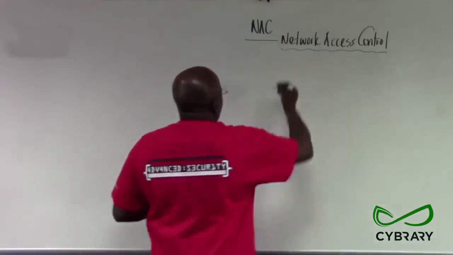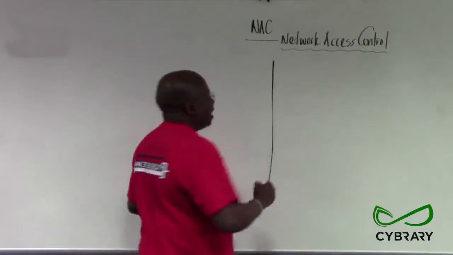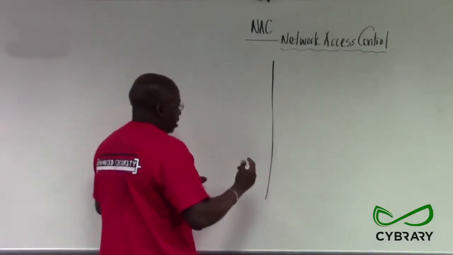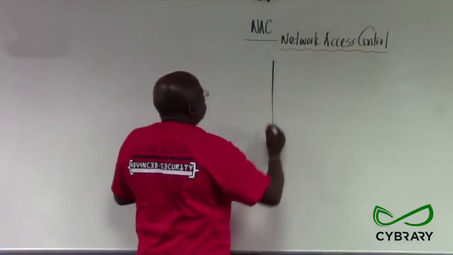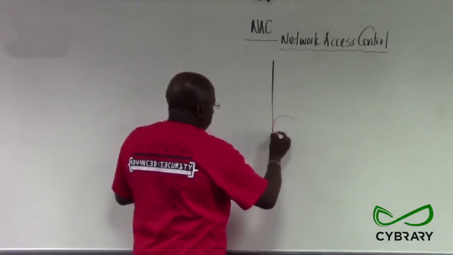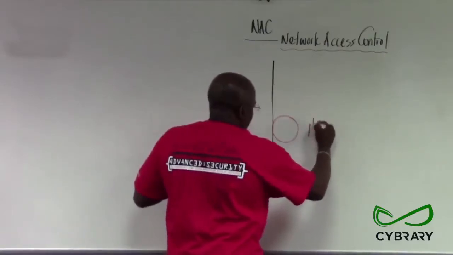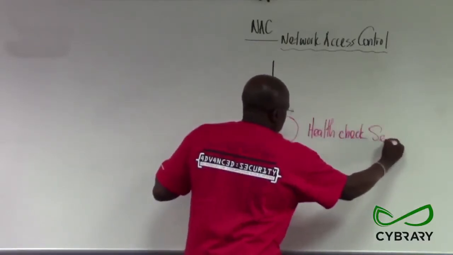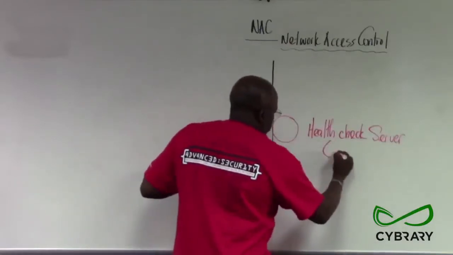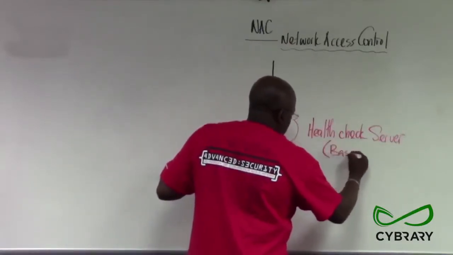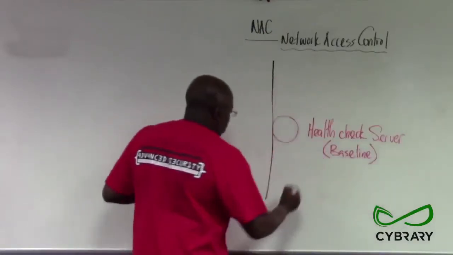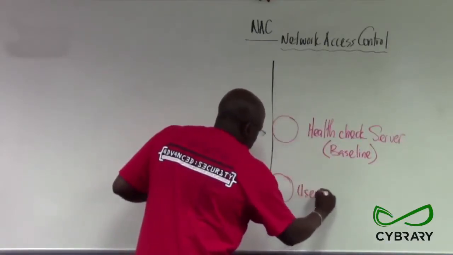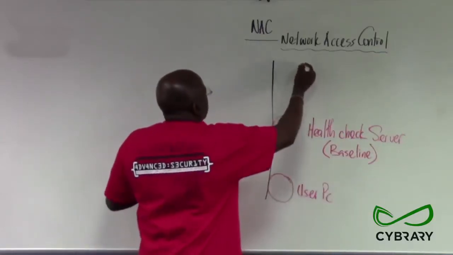So if we follow this diagram, we can illustrate a typical example where network access control is implemented. This is not a one solution strategy. This is just an illustration to show how we could do network access control. So we have over here a health check server. On this server, we dictate our baseline. Now, let's put down here the user PC that is logging on. And up here, we put a remediation server.